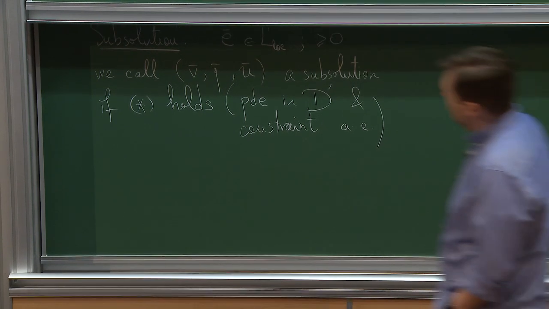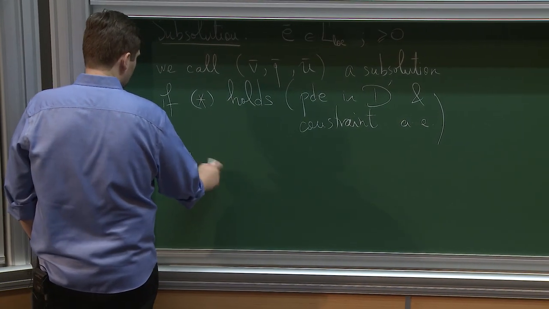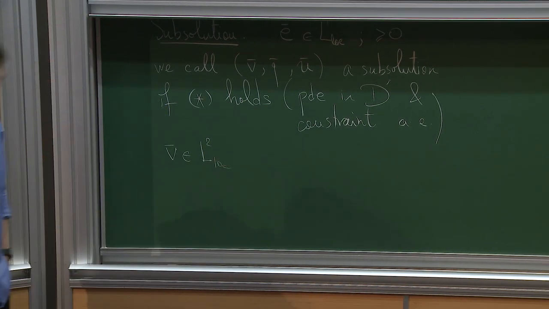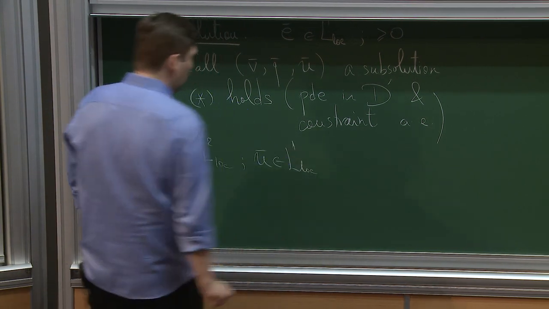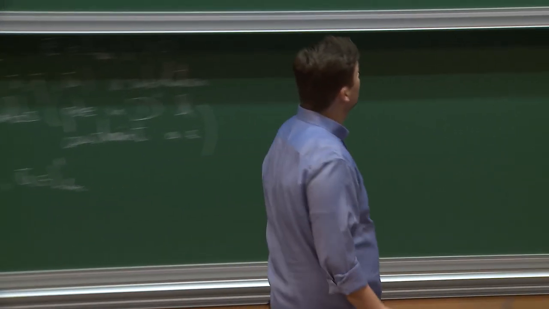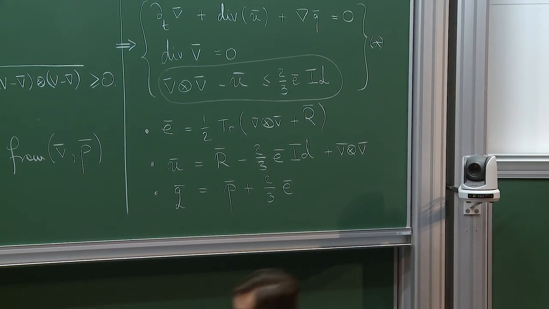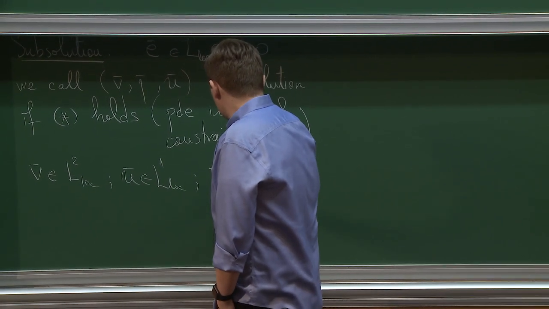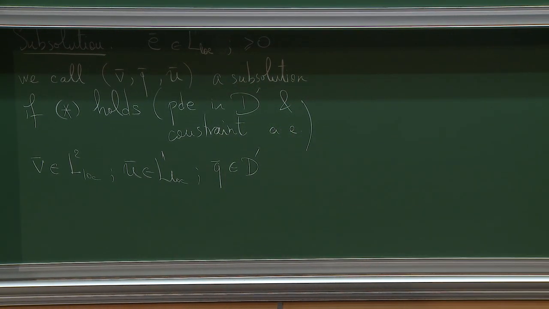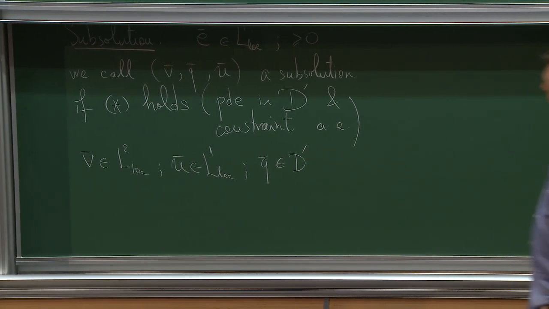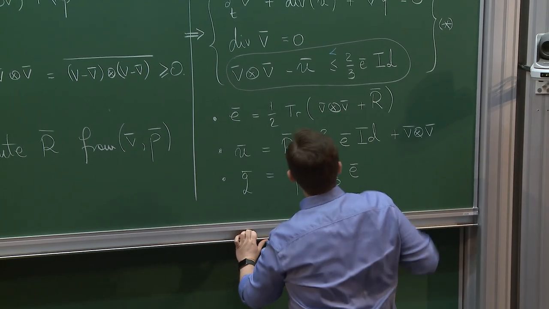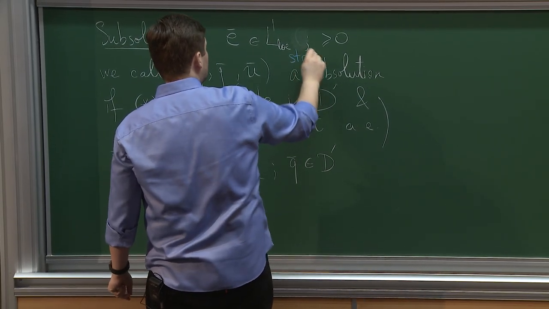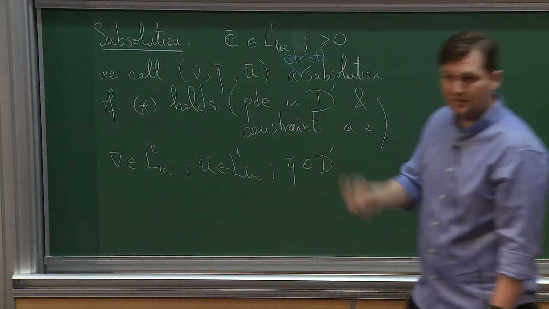And of course, you want some regularity, so the minimal regularity needed would be that V bar is locally L2, U bar should be at least locally L1, so that you can give meaning to this almost everywhere, and the pressure should be at least some distribution, so that you can test it. So that's a subsolution. You call the subsolution strict if this inequality is a strict inequality. Right, so here we would add the adjective strict if the strict inequality holds true.